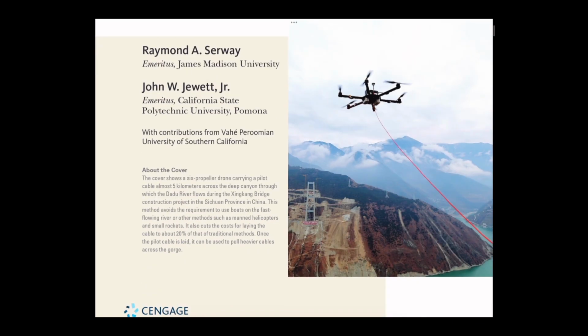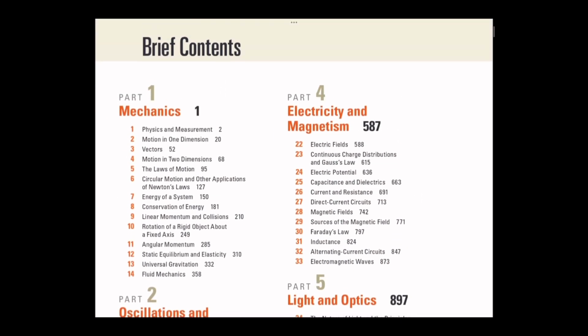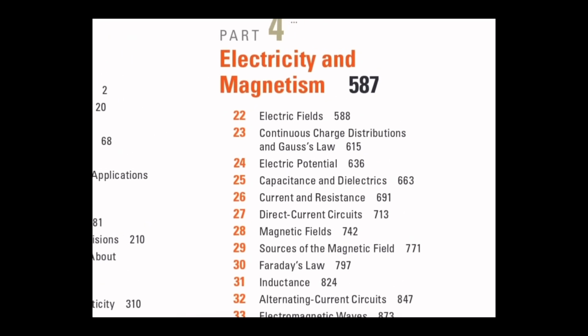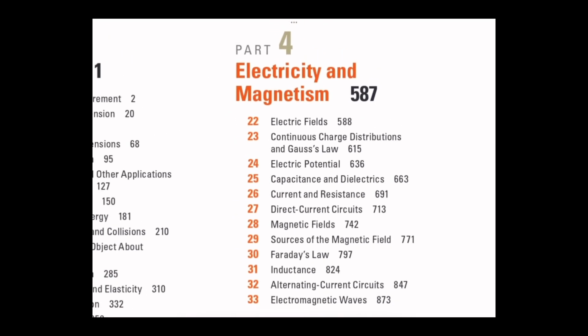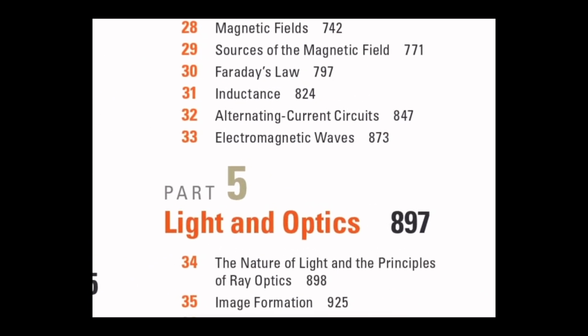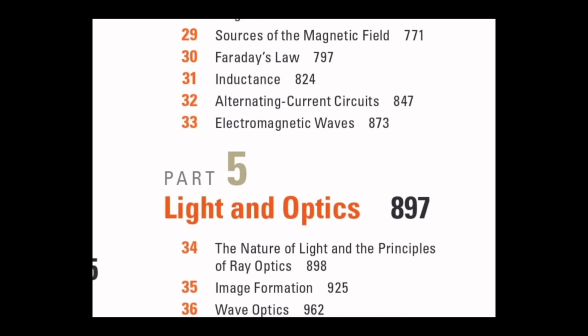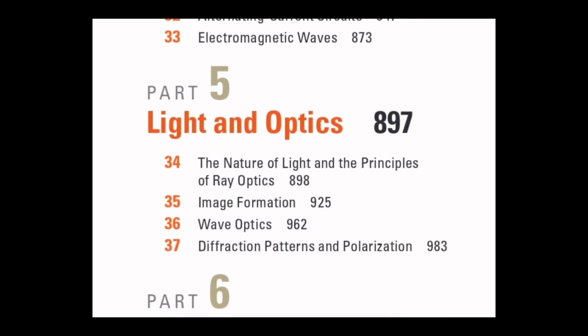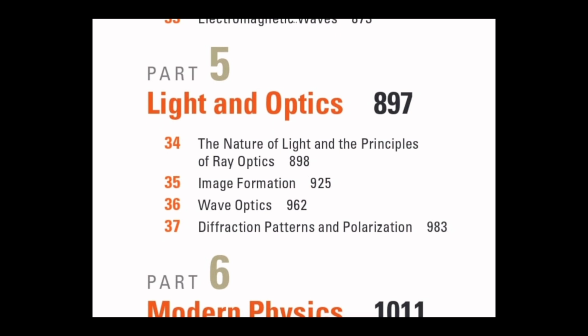Over here, I have Physics for Scientists and Engineers, the 10th edition, which has the following brief contents. Previously, we looked at electricity and magnetism in part 4. At the end of that section, there is a discussion on electromagnetic waves, and then you lead right into part 5, the nature of light and optics. Part 5, light and optics. It looks like it's about 100 pages.